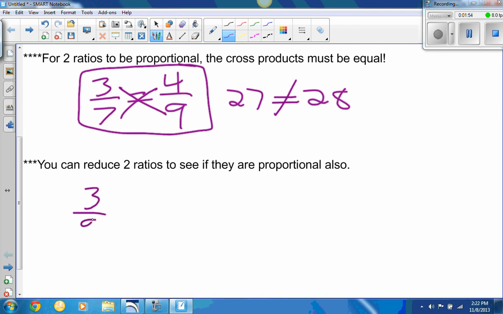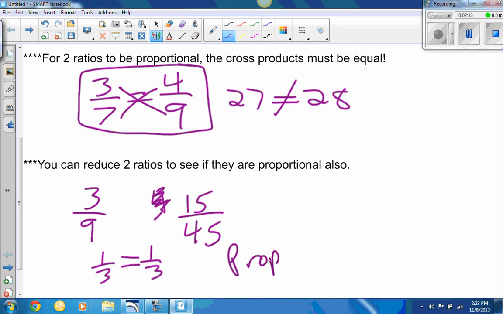But here's another example. So if I had 3/9 and 15/45, if I'm going to reduce them to see if they're equal, 3/9 reduces to 1/3 and 15/45 also reduces to 1/3. So they are equal, so you would also say that they are proportional.